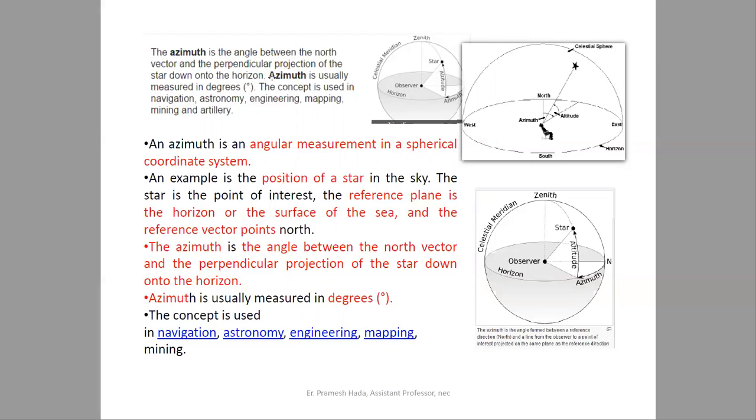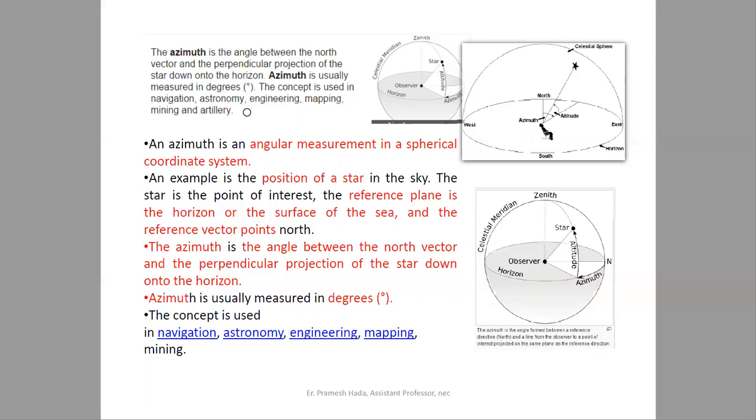Azimuth is usually measured in degrees. The concept is used in navigation, astronomy, engineering, mapping, mining, and artillery. I already told you that it is used basically for astronomy purposes, but also in mapping, mining, artillery and navigation. So basically, azimuth is nothing but a measurement of the horizontal angle of something when it is projected perpendicular down to the horizon.